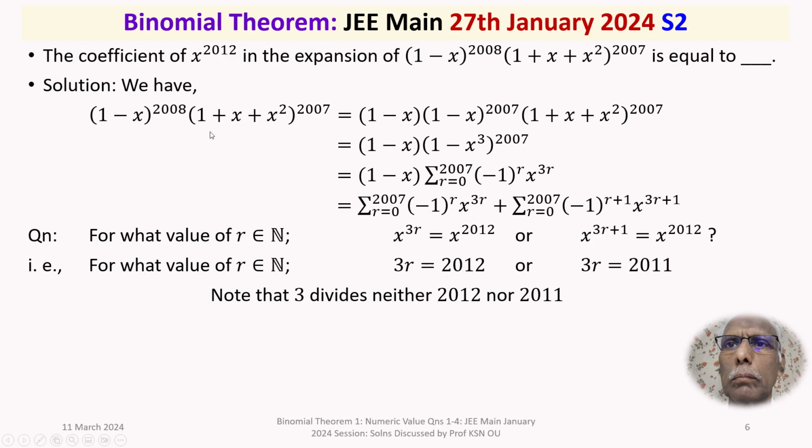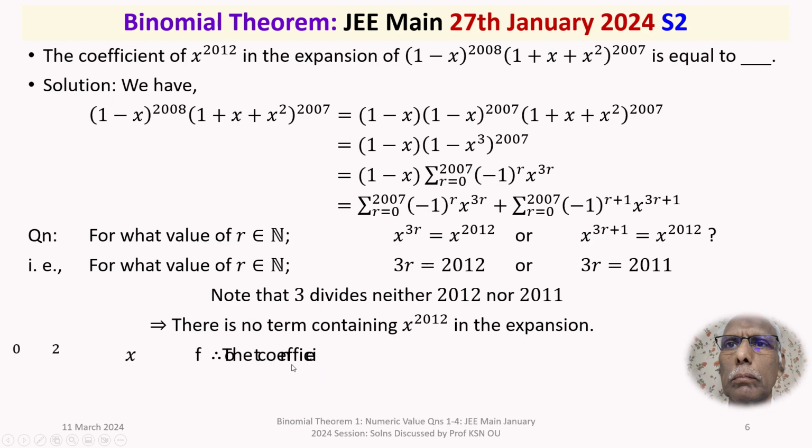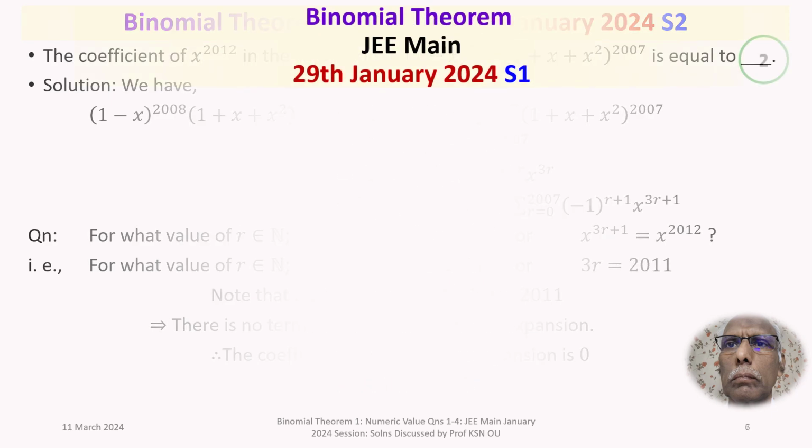Therefore, we do not have a term containing x to the power of 2012. Therefore, its coefficient is 0. There is no term containing x to the power of 2012 in the above expansion. So the coefficient of x to the power of 2012 in the expansion is 0. Right. The answer to this question is 0. So that is the detailed discussion of the given question. Now let's move to the next question.